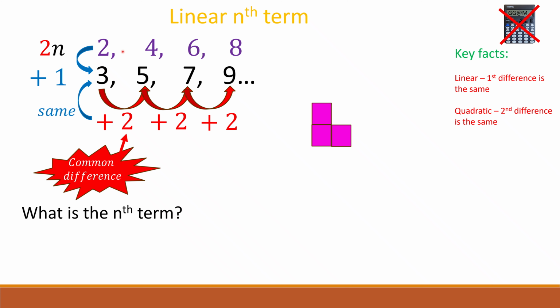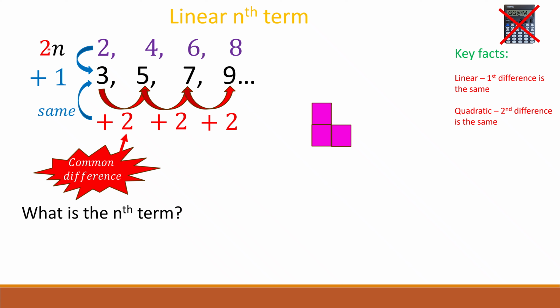So you don't actually need to write out the linear sequence above. You can just go from here. There's a little shortcut going from here. What do you do from 2 to get to 3? You add 1. It's personal preference if you write this bit out, or you just go from here. I don't mind which way you do, as long as you can get the answer.